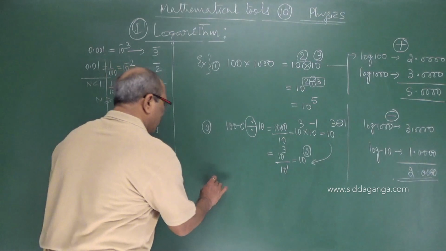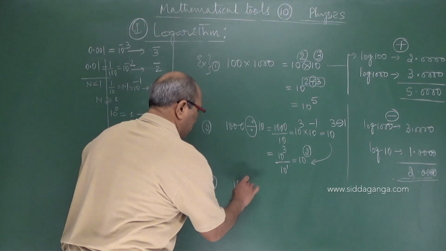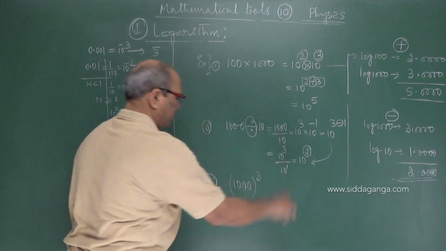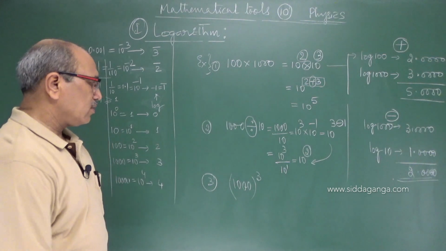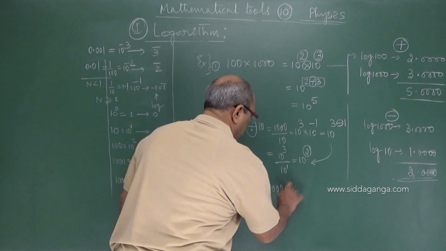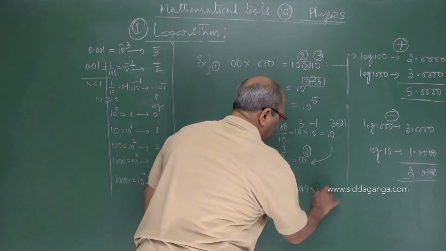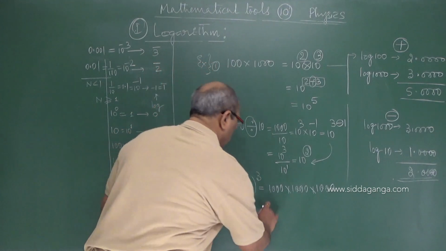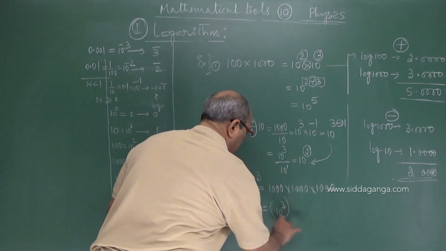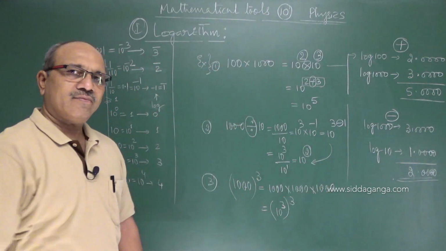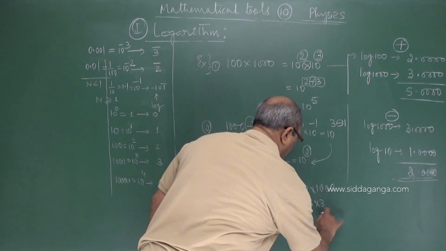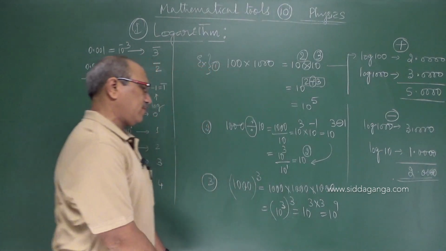Let us see the third operating technique, that is about power. Take 1000 to the power of 3. Actually, you have to multiply 1000 how many times? 3 times. Or you can apply the law of indices. This can be written as 10 power 3, whole power 3. In the law of indices you write it as 10 power 3 into 3, which is 10 power 9.